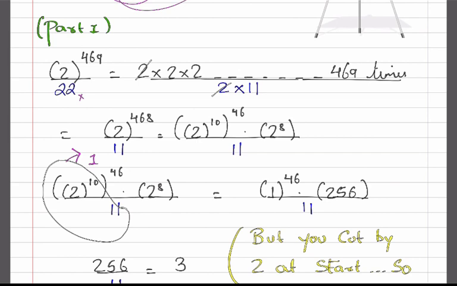If we cut, what will happen? So 2 and 2 get cancelled. What am I left with? This is 2 raised to 468 divided by 11 now. Now I'm happy. Why? Because I see a prime number in the denominator. 11 is a prime number.